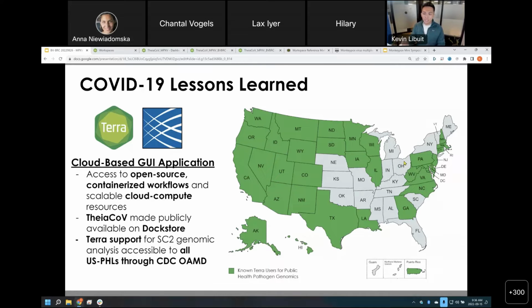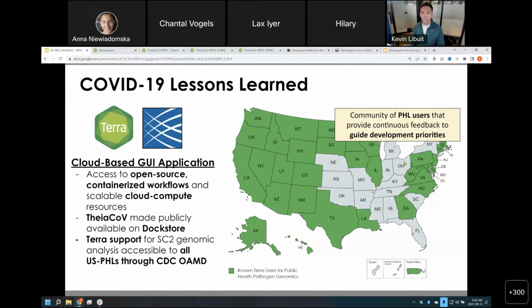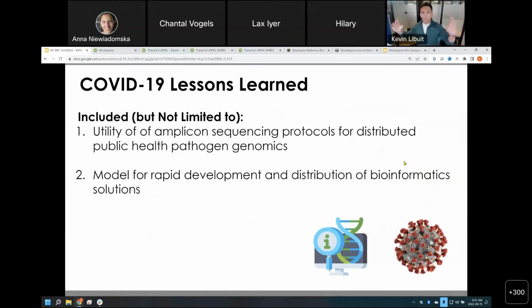And not only did these laboratories gain access, they then became part of the conversation and communication of how do we improve this, how do we increase the value add to laboratories that, again, needed these types of information to inform their action. As again, high level from COVID-19, learning the utility in these sequencing protocols, amplicon-based protocols, and then also this method for rapid development and distribution of bioinformatics solutions.